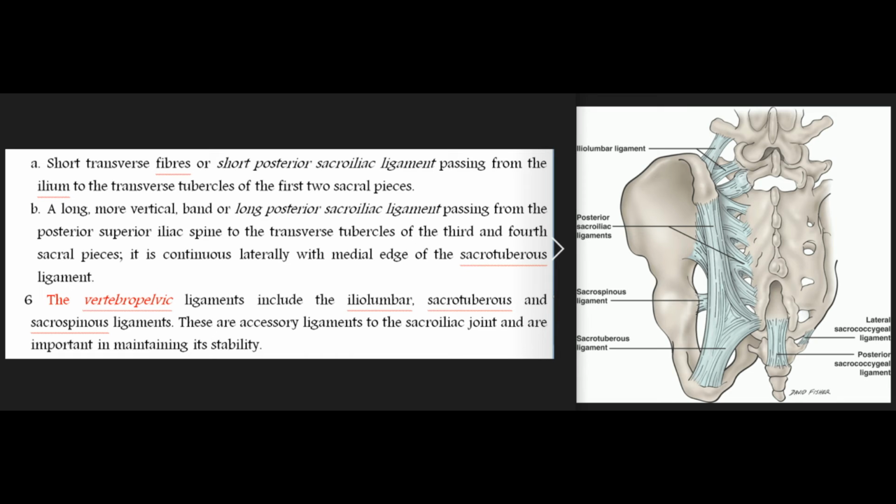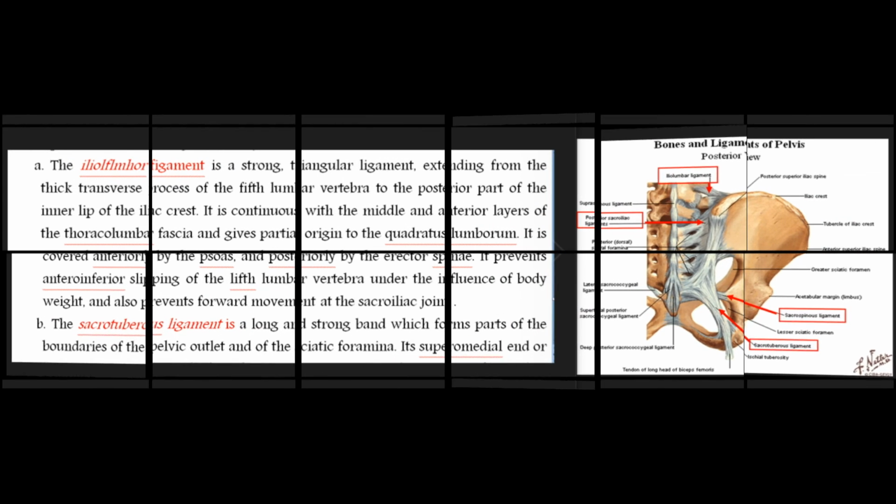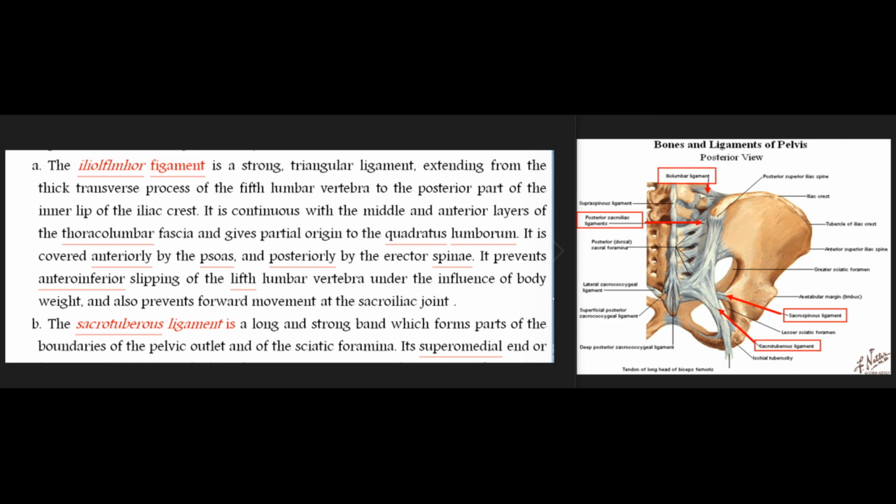6. The vertebropelvic ligaments include the iliolumbar, sacrotuberous and sacrospinous ligaments. These are accessory ligaments to the sacroiliac joint and are important in maintaining its stability. A. The iliolumbar ligament is a strong, triangular ligament, extending from the thick transverse process of the fifth lumbar vertebra to the posterior part of the inner lip of the iliac crest.